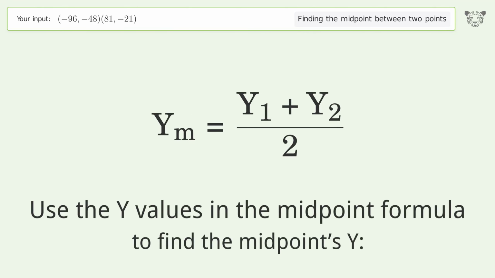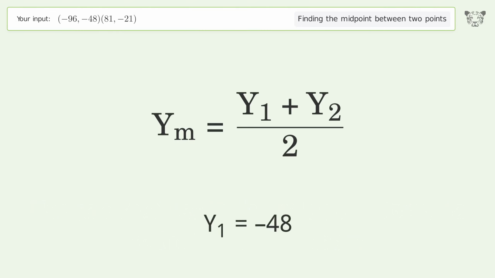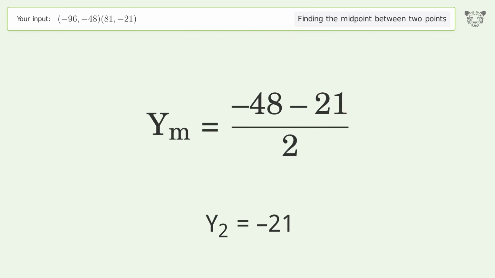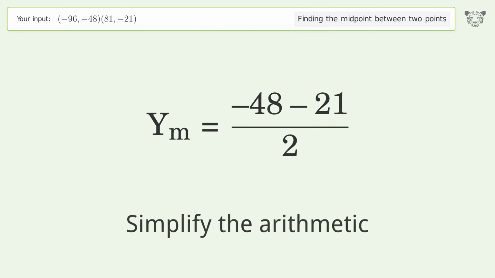Use the y values in the midpoint formula to find the midpoint's y. y1 equals -48. y2 equals -21. Simplify the arithmetic.